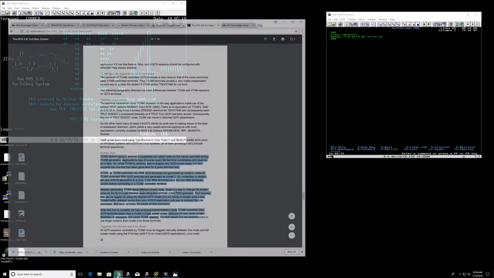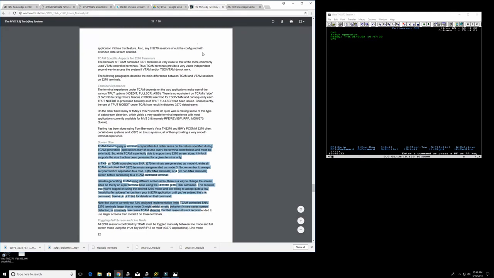some things about VTAM. VTAM was introduced, I think, in 1976 by IBM as a replacement for TCAM, and before that BTAM. Those were older access methods that had very limited buffer sizes, could only handle a very limited number of devices, and mainly did not allow easy application to application communication.